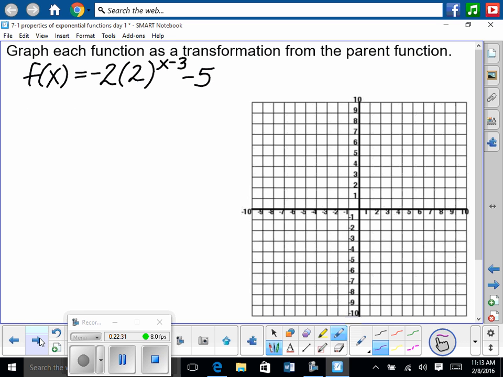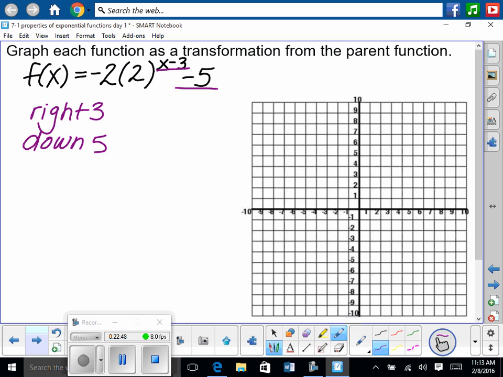Okay, here we go. Here's our first practice. So you'll want to pay attention to this. The first thing you do, identify your shift. Is there a shift left and right? Yep. So we're going right 3, okay? Now you're up and down. Then 5. Down 5. Right 3, down 5.